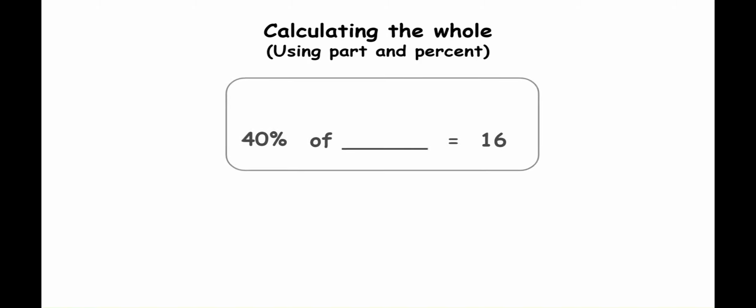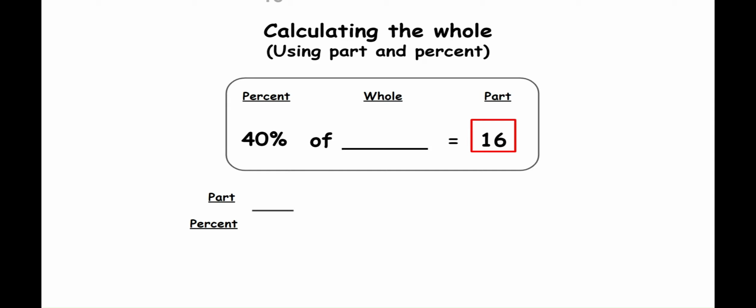Okay, let's try another one. In this example, we have 40% of a number is equal to 16. So we're going to use 40% and the part 16 to calculate the whole amount. Remember, we need to divide the part by the percent. So we're going to take our part 16 and divide it by 40%. But first, let's convert 40% into decimal form. Okay, now we can divide.